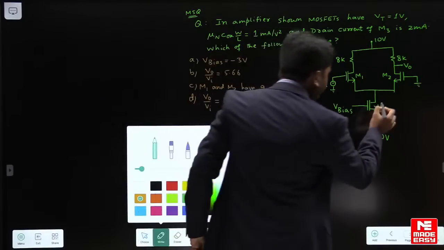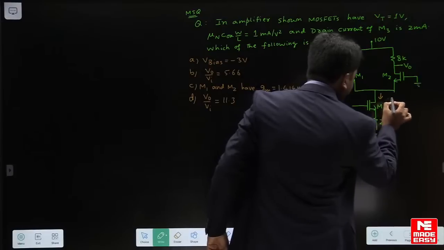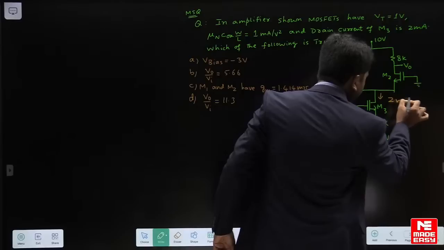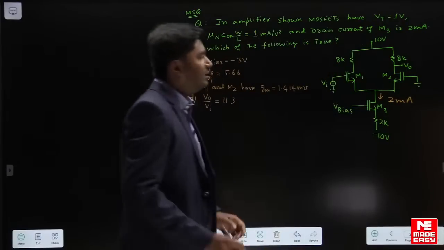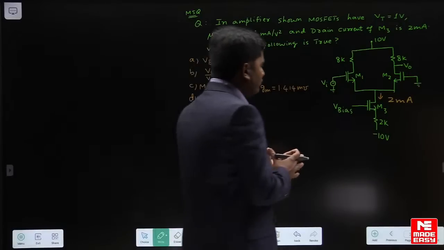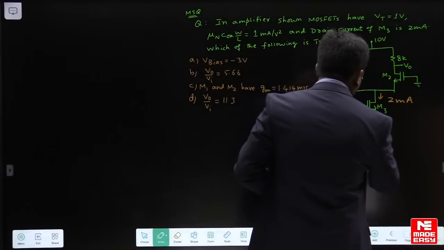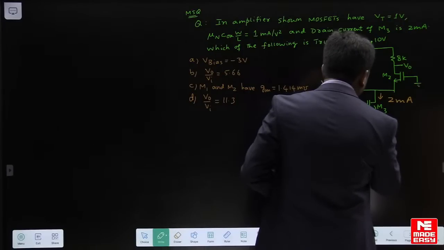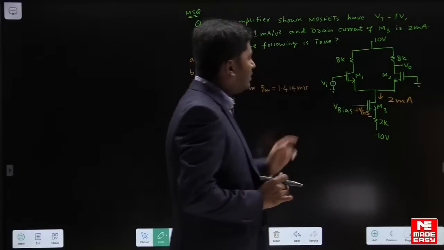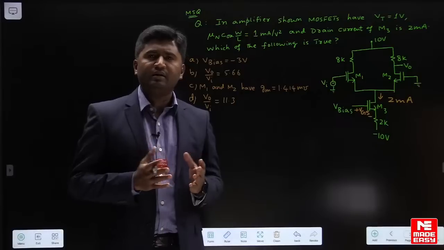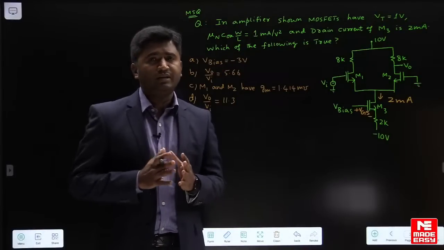Let me show it here. This current is given 2 milliampere. We will first of all find out this voltage V bias. To find this V bias, let me indicate here the VGS value. This is VGS of MOSFET M3. We will first calculate this VGS. Now this is an amplifier circuit, so we can consider all MOSFETs in saturation region.